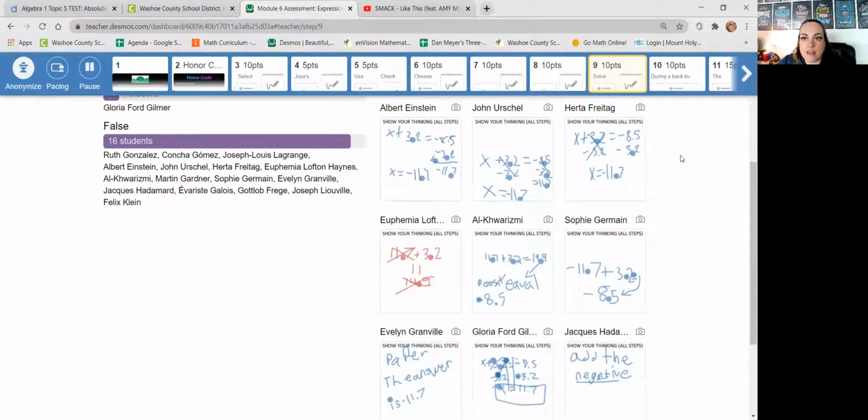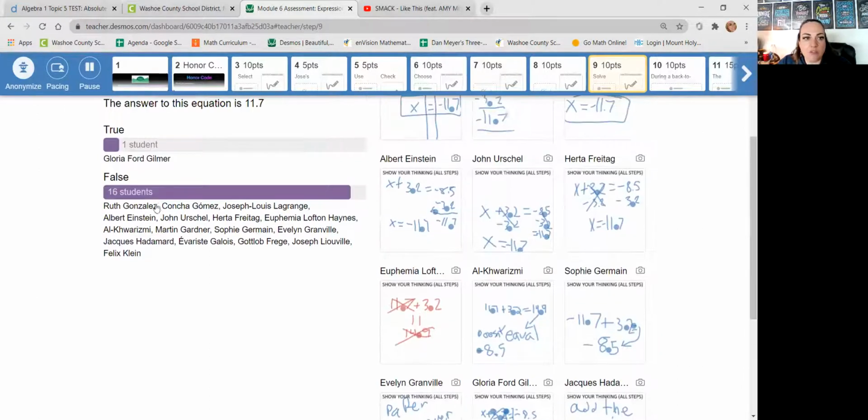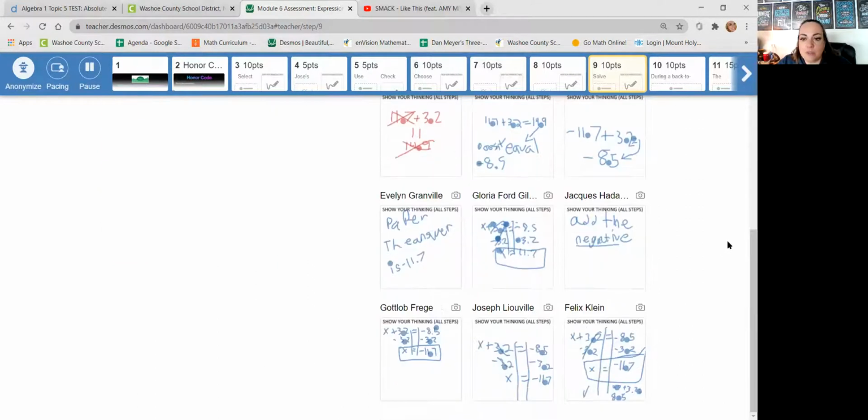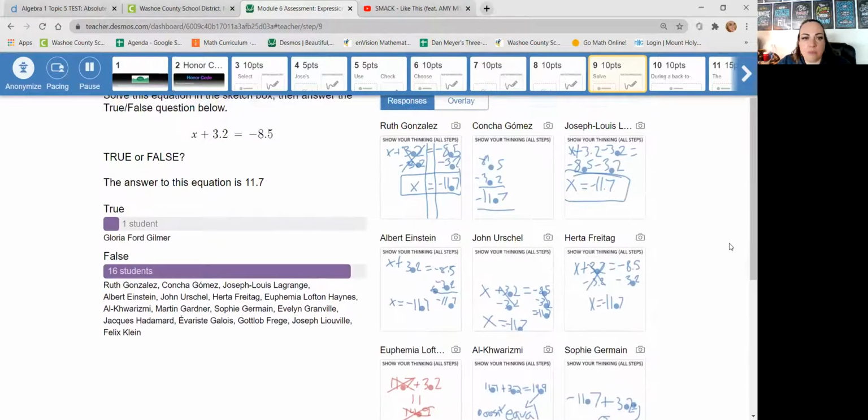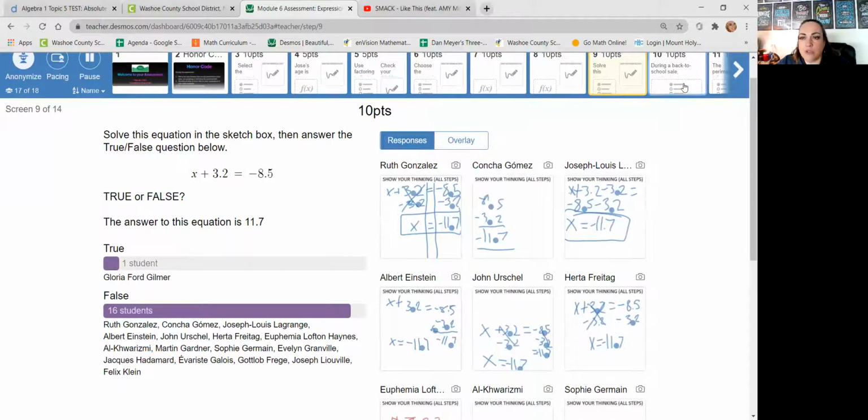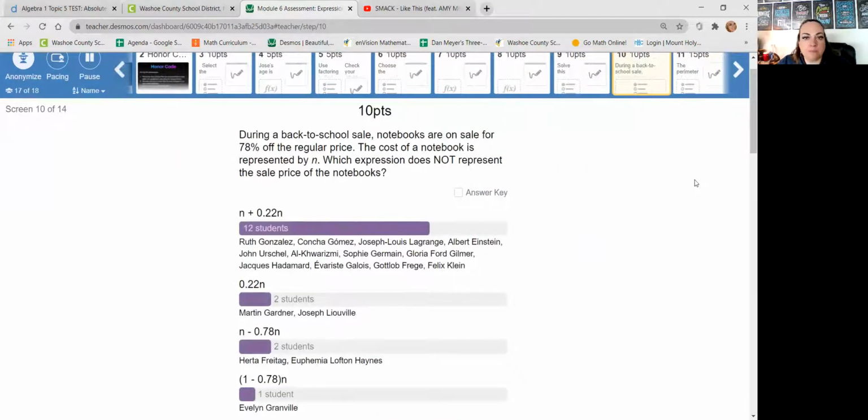Some people made the mistake of getting a negative, but then also putting that it was true. Pay attention to that. This did not have a negative up here. So remember that problems are going to be there to trick you and to make you be precise. You've got to really pay attention to your work and what you're getting.